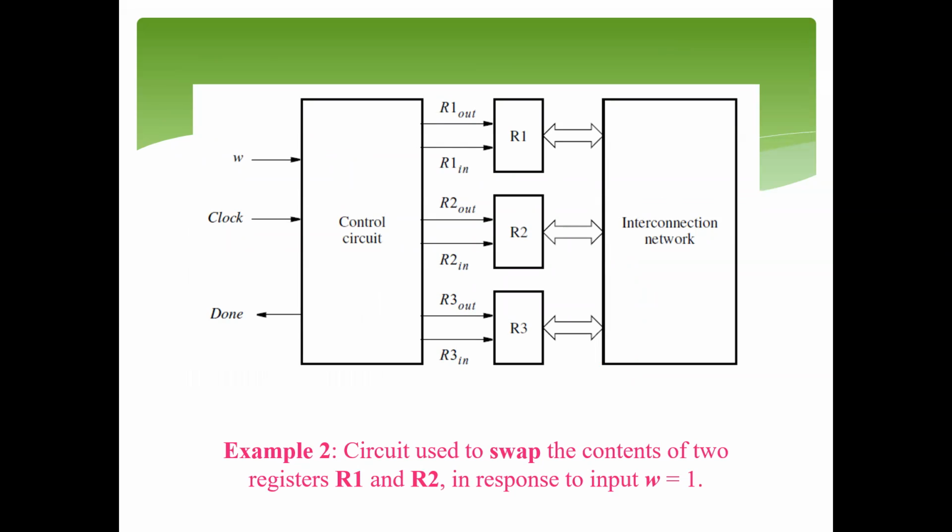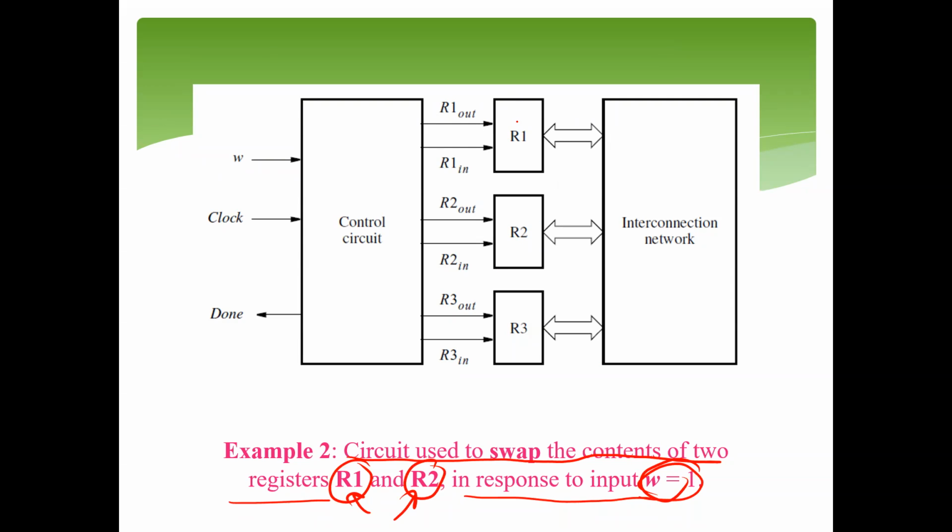Okay, the last example in this section is a circuit that will be used to swap the contents of two registers, register R1 and register R2, in response to input W. So basically what it means, I want to create a circuit to swap the values or the contents of two registers according to an input signal. If W equals 0, do nothing. If W equals 1, swap contents of R1 and R2.